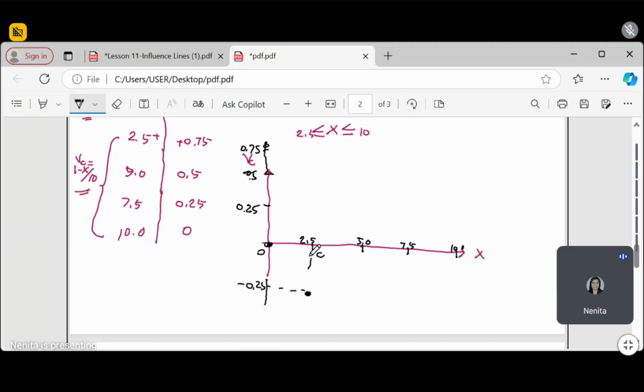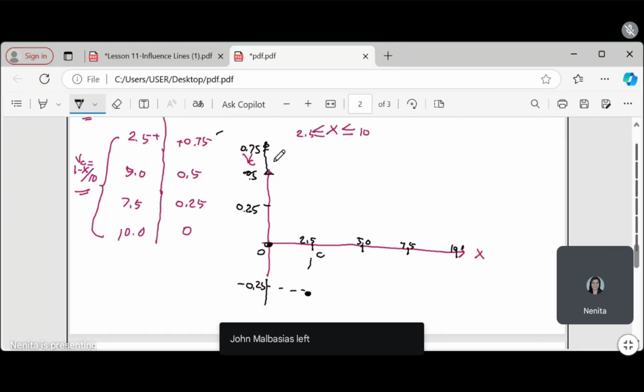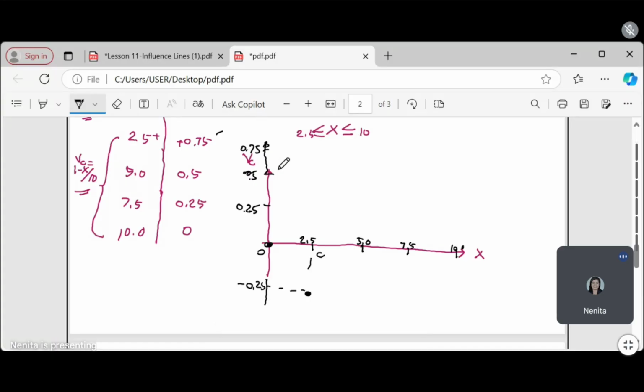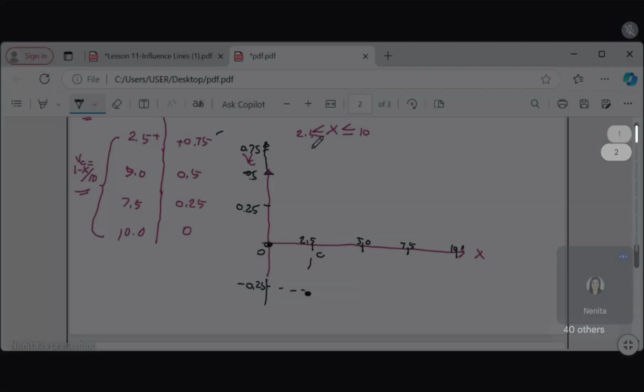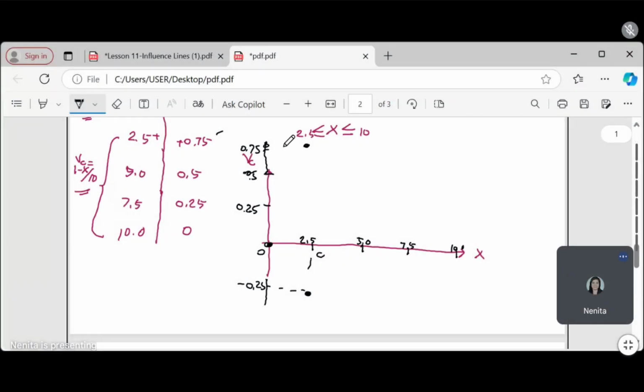So, when x is equal to 2.5 on the right, our value is 0.75, correct? When x equals 5, we have 0.5. When x equals 7.5, we have 0.25. When x equals 10, we have 0.